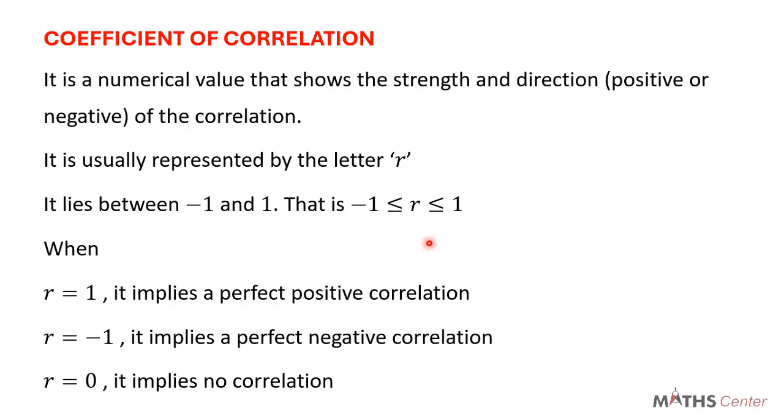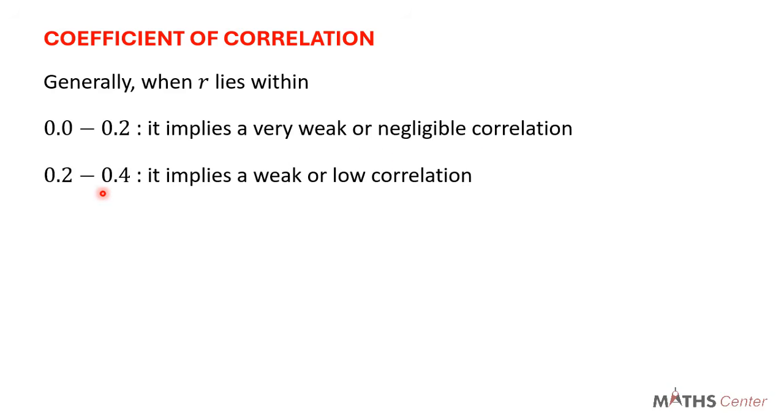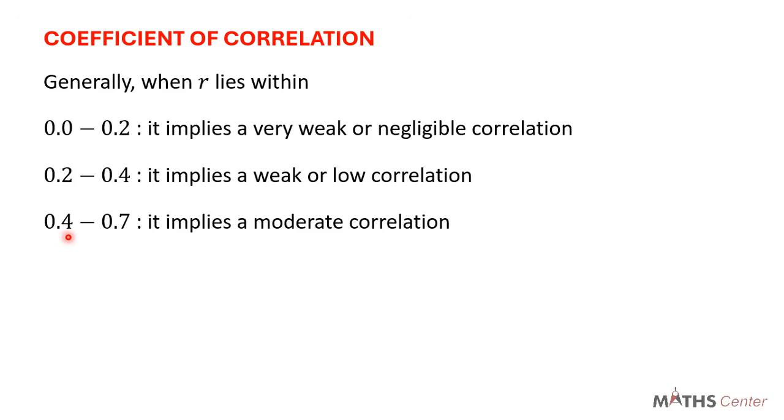We are going to learn what it means when the coefficient of correlation is between -1 and 1. Generally, if r is between 0 to 0.2, it implies a very weak or negligible correlation. If r is between 0.2 to 0.4, it implies a weak or low correlation. If r is between 0.4 to 0.7, it implies a moderate correlation.